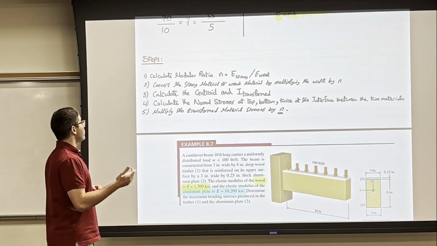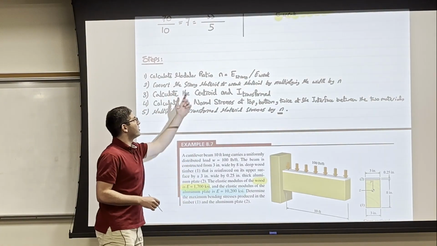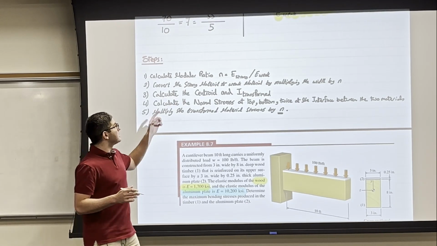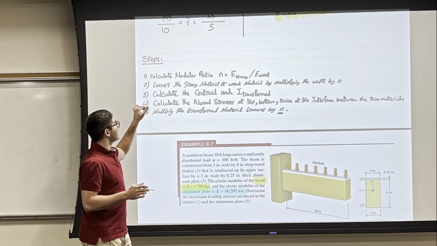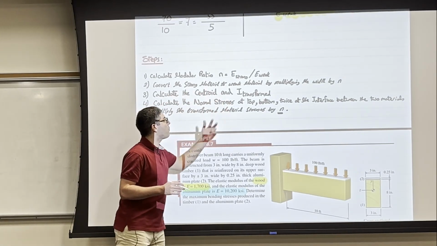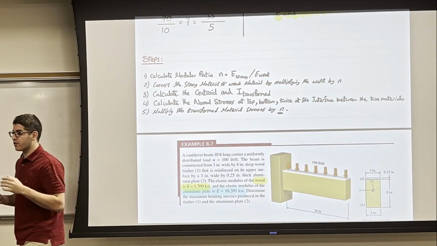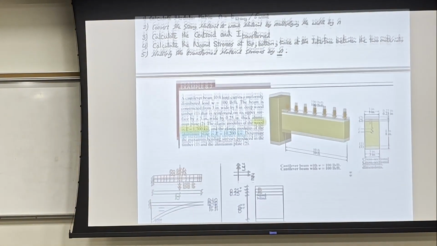So the first step is to calculate the modular ratio, which is n = E strong over E weak. And then after getting n, I want you to convert the strong material to a weak material and calculate the centroid and I transformed. So let me go over those steps while solving this problem.